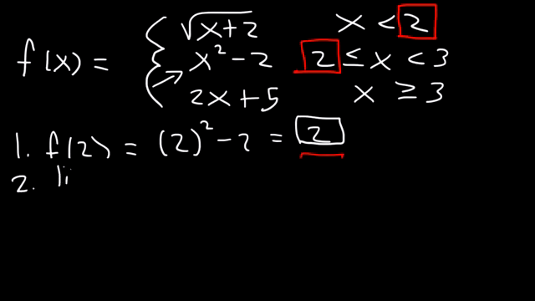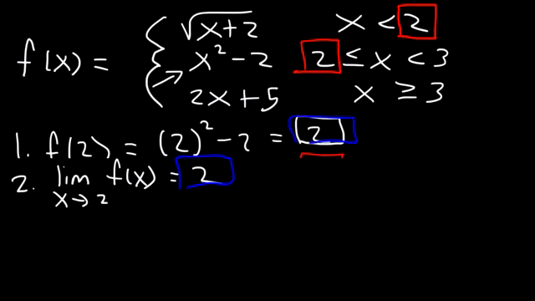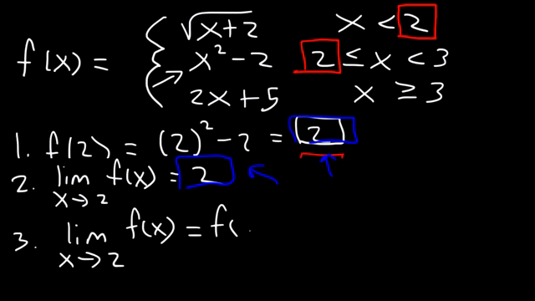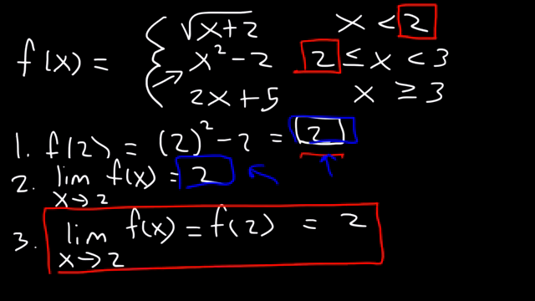So we could say that the limit as x approaches 2 from either side of f of x is equal to 2. Now notice that these two are the same. So now we can make the statement for step 3 that the limit as x approaches a, or 2, of f of x is indeed equal to f of 2 because they both equal 2. So therefore, the function is continuous at x equals 2.